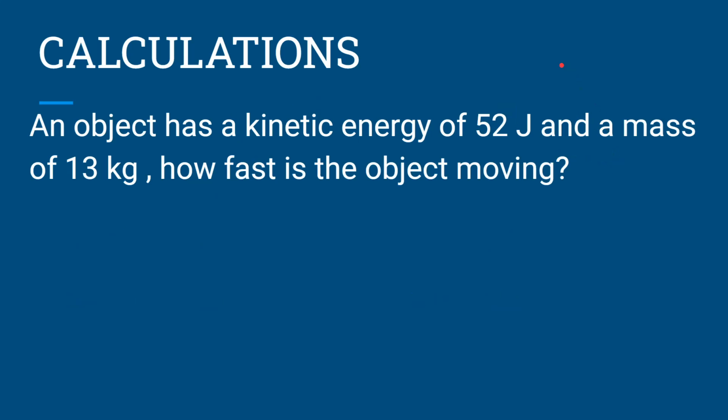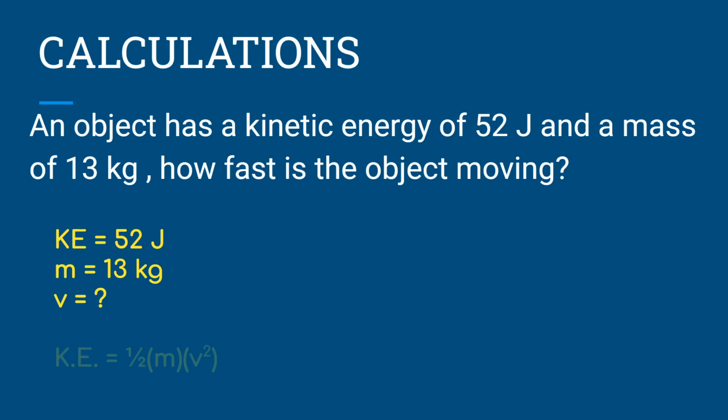All right, here it says an object has a kinetic energy of 52 joules and a mass of 13 kilograms. How fast is the object moving? Okay, so you could be given the energy and be asked to solve for a velocity or a mass for that matter. But again, whatever you're given, just label it, and that way you can figure out how to go about doing this.